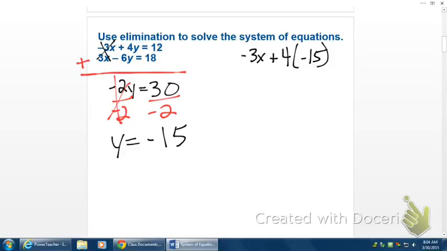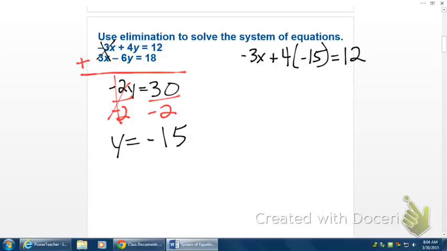Then equals 12. Guys, notice how for the negative 15, I put parentheses around it. Anytime you insert or substitute in a number, put parentheses around it. Okay? Any questions so far? So we eliminate to figure out what x or y equals. Once we have that, we're going to figure out what the other value is going to be.